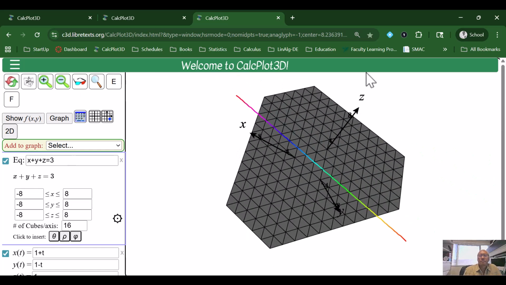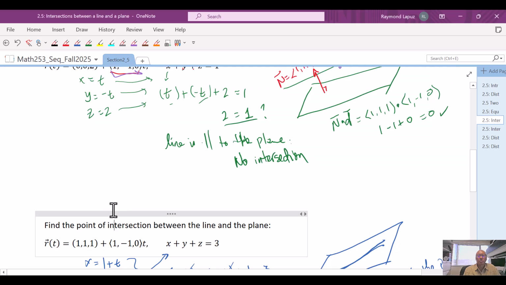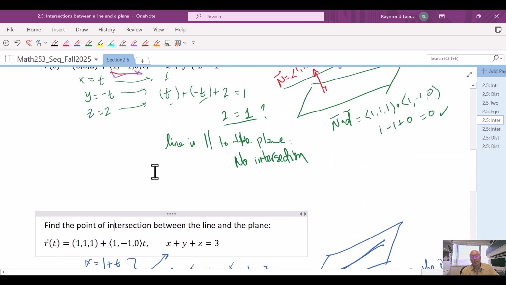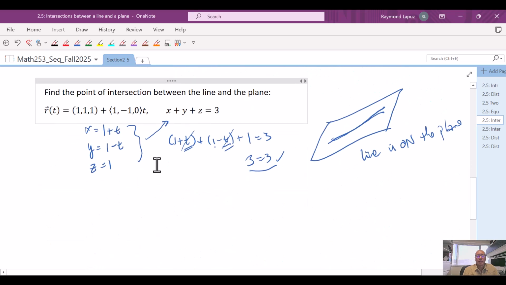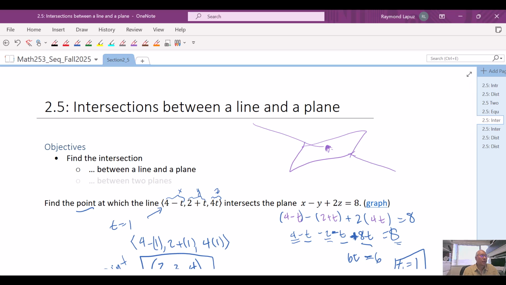All right, so those are examples. Those are our graphics, and the simple process. You set them equal to each other, and I'll say that in quotes, and then you can find the intersection between the line and the plane.